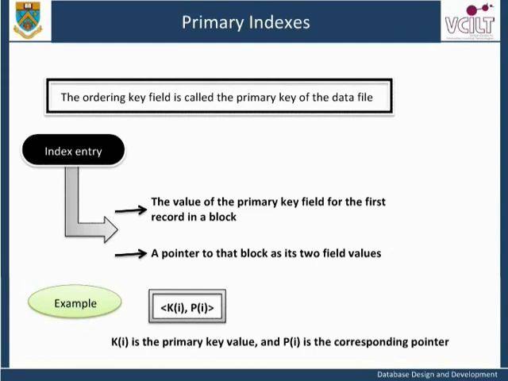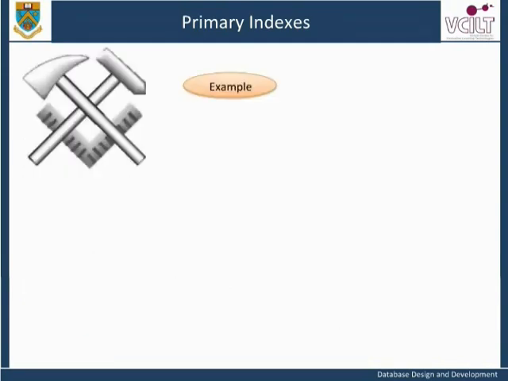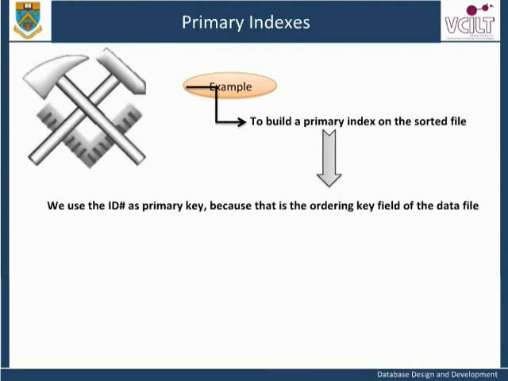block address. For example, to build a primary index on the sorted file shown in Figure 7.1, this is the same student file as we saw in the physical storage unit. We use the ID as primary key because that is the ordering key field of the data file. Each entry in the index has an ID value and a pointer. The first three index entries of such an index file are as follows.